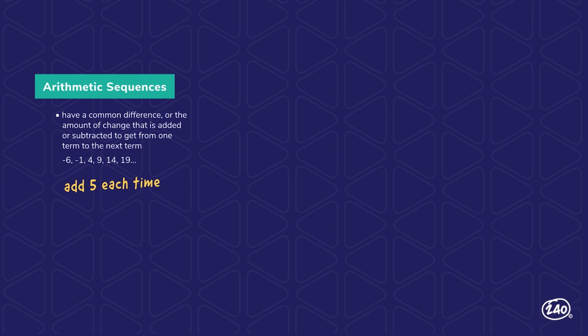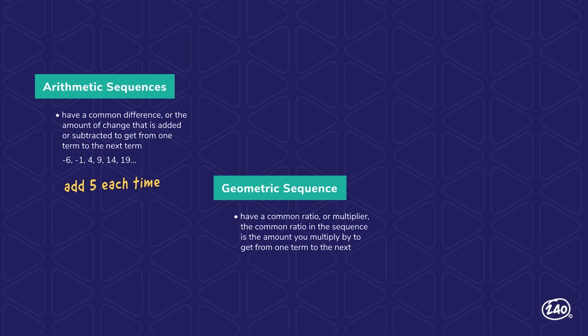Then you've got geometric sequences. These are a little trickier, but you can handle it. In these, you need to either multiply or divide by the same number to go from one term to the next. In this example, we multiply by 3 each time.